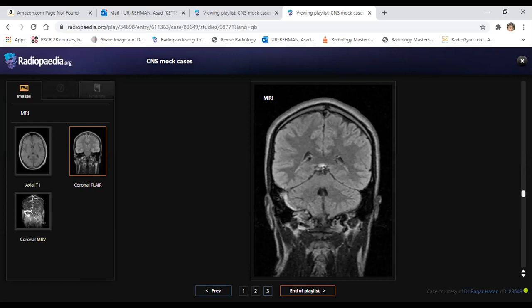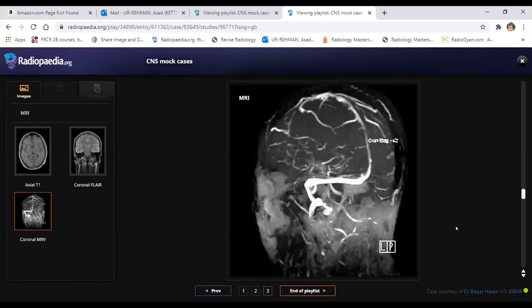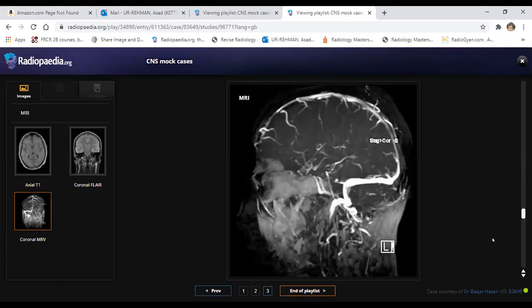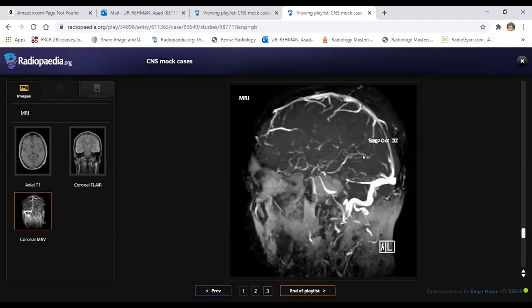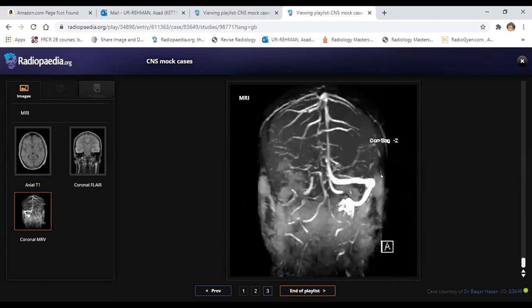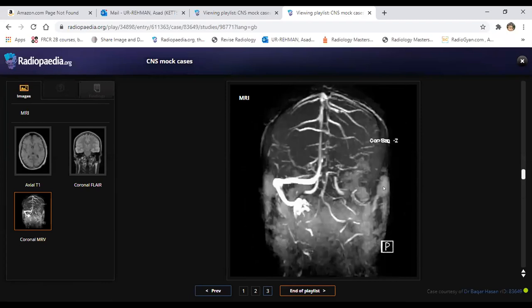You have the MRV. Okay. So in the MRV, I'm looking at the superior sagittal sinus. I cannot see the inferior sagittal sinus or the internal cerebral vein, and that is suggestive of a cerebral venous thrombosis. So it's an emergency. I'm also not able to see the transverse sinus on the right, left side.